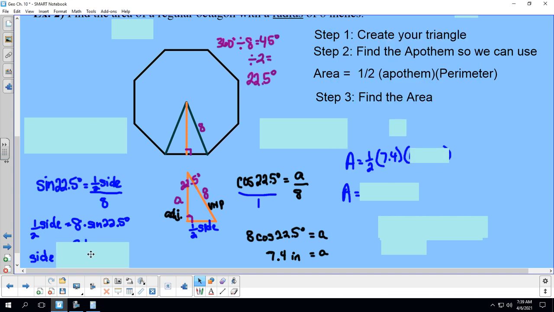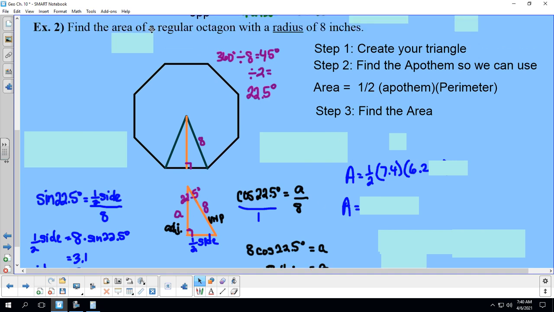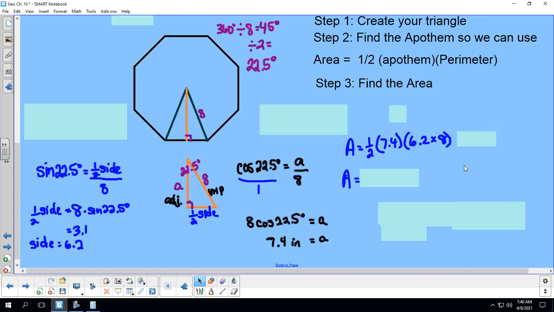3.1, so half of our side is equal to 3.1. So the whole side is double that. So our whole side is going to be 6.2. So we use trig to get half of our side, and then we times it by 2 to get the whole side. So there's 6.2, and we're looking at an octagon here, so that's times 8.